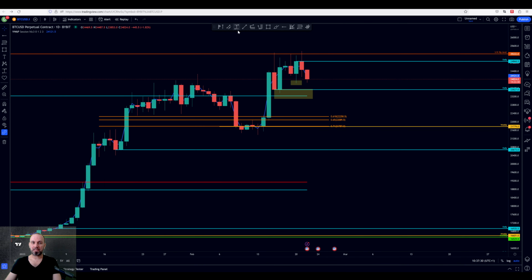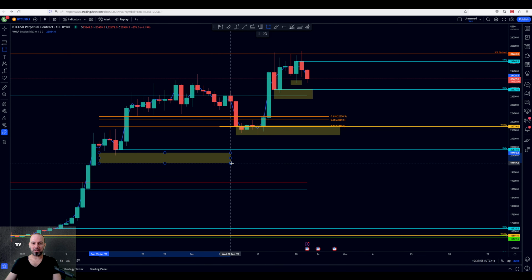And other than that, I would say that if no reaction here, no swing failure pattern here, nothing here, then that opens the possibility for this area, right? That would be the next area that I would be looking at for a possible reaction. If no reaction here, then obviously we move to the next area to the downside, and that would be this one, and I would extend this to this daily, right?